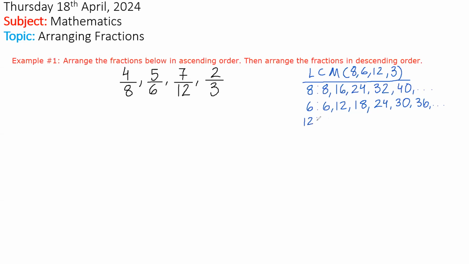12, 24, 36. What else? 24. 36. 48, times 4. 48. And 6, 48. What else? Times 6, 60. Very good. And the list goes on, right?